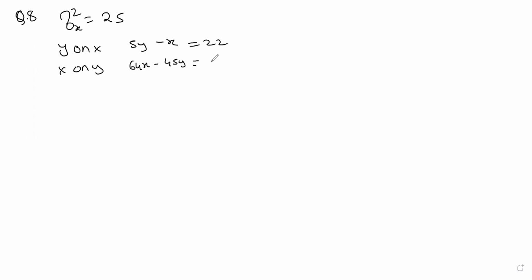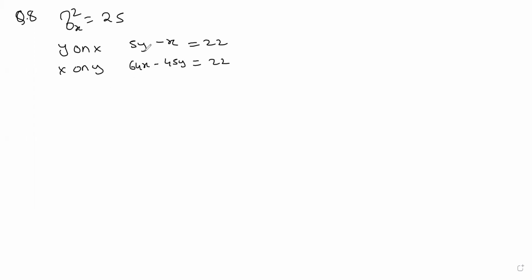Question number 8: the variance of x is given as 25. The regression equation of y on x is 5y minus x is equal to 22. The regression equation of x on y is 64x minus 45y is equal to 22. Find the mean of x and y.